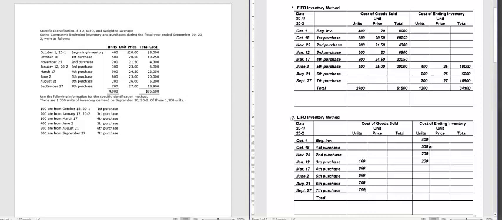Okay, so let's check this math. That's 400, 500, that's 900, 1,000, 1,100, 1,200, 1,300. So that's our 1,300 units still in ending inventory. We will apply the cost of each unit from over here. So I have 20, 20.50, 21.50, and 23.